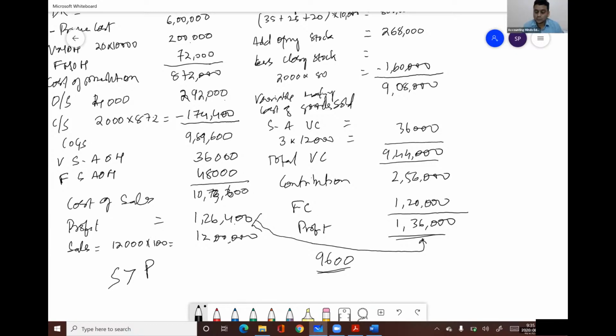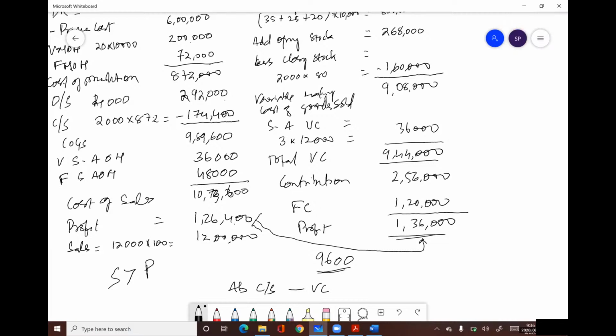Guys, you understood? Yes or no? Agree or not? The difference is because of what? We already discussed. The difference is because of valuation of stock. What is the difference in valuation of closing stock? Absorption costing closing stock, and what is the variable costing closing stock? 1,60,000.